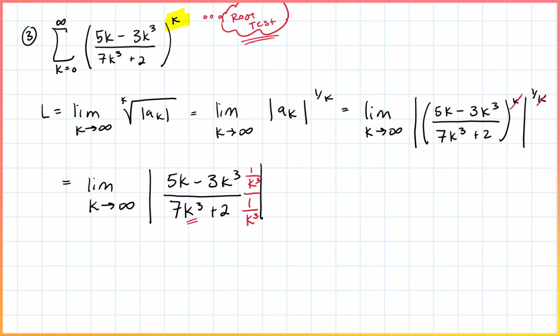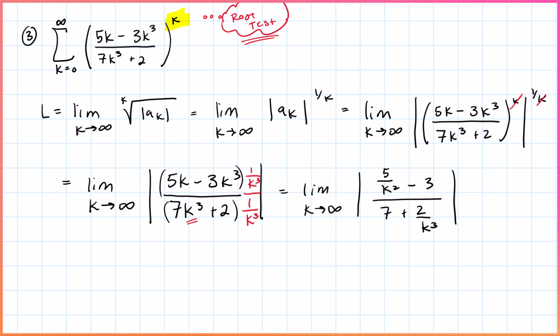So we take the highest power in the denominator, 1 over k cubed, and multiply top and bottom by 1 over k cubed. Then this is going to become the limit as k is approaching infinity of the absolute value. We've got to distribute that to all the terms. So it becomes 5 over k squared minus 3, and in the bottom, 7 plus 2 over k cubed. Now we let k run to infinity. This is going to approach 0. This is going to approach 0.